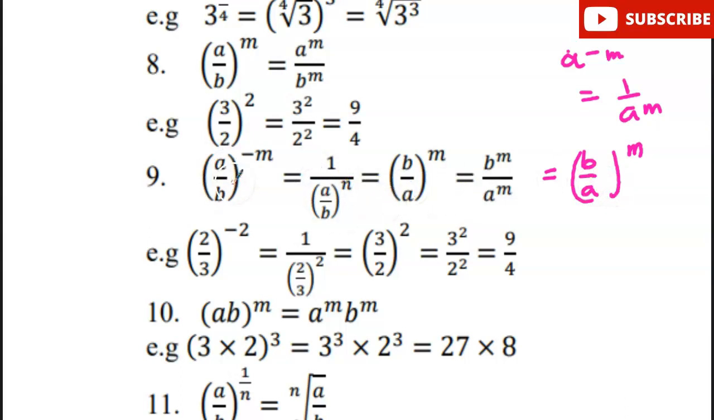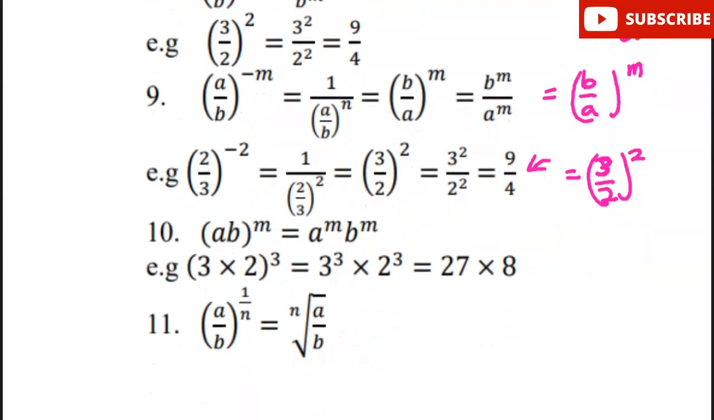So when you have a fraction raised to the power negative index, just interchange the numerator and the denominator, and then the power will be positive. Example, so 2 on 3 all raised to the power minus 2. Instead of going through this, you can rewrite it as, you interchange the numerator and the denominator. You have 3 on 2, and then the index becomes positive, all to the power 2. So you get the same answer.